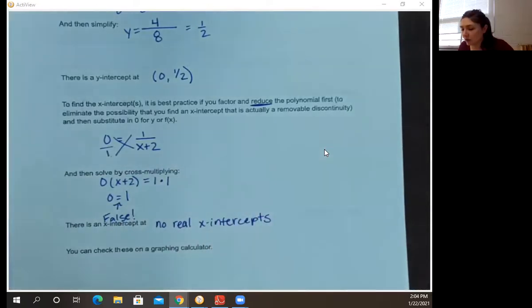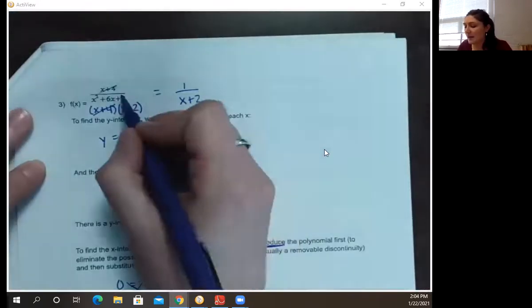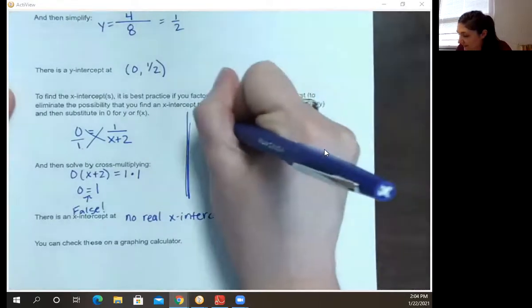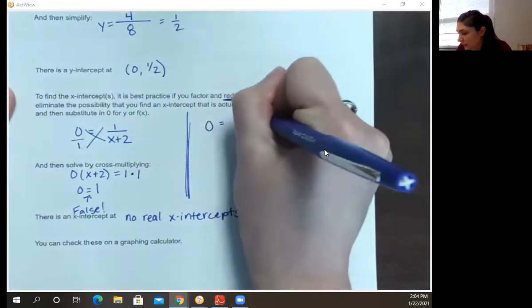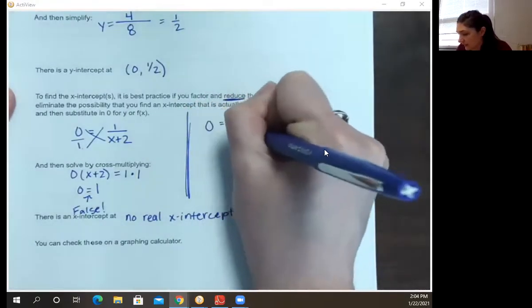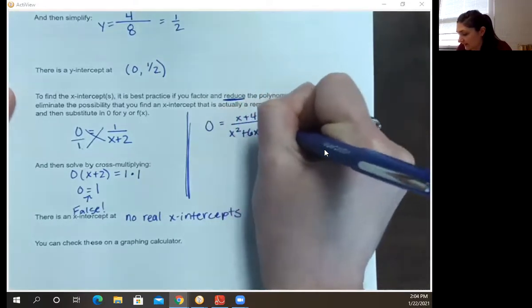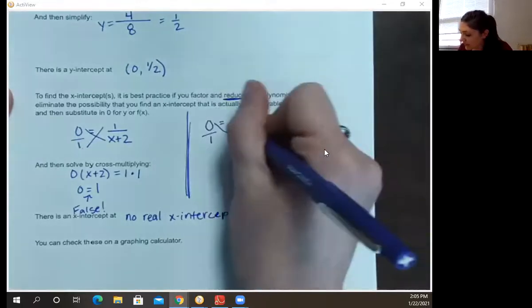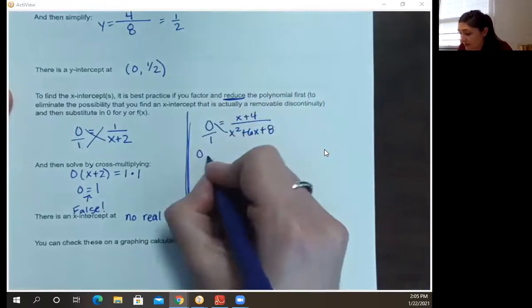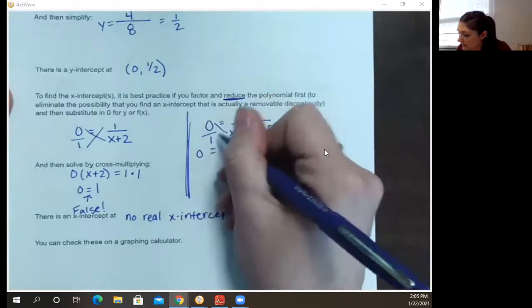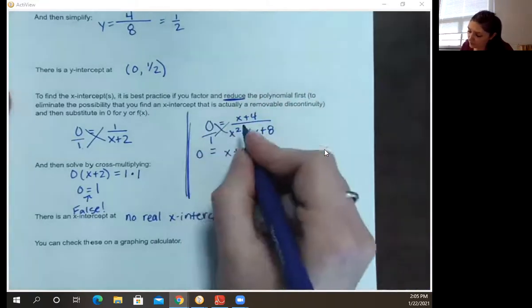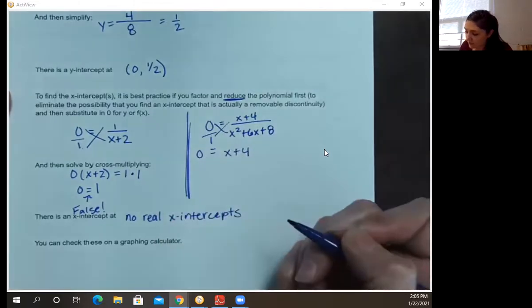Now, let's take a look at what would happen if I had not reduced this function. So if I kept this as x plus 4 over x squared plus 6x plus 8. Let's look at what would happen here. If I go to cross multiply, I would get 0 times the bottom, which would just be 0, equals 1 times the top, which would be x plus 4. So if I didn't reduce, I would end up with 0 equals x plus 4.